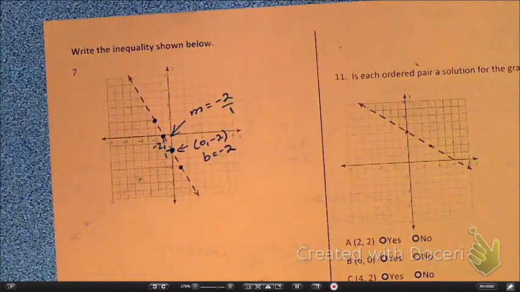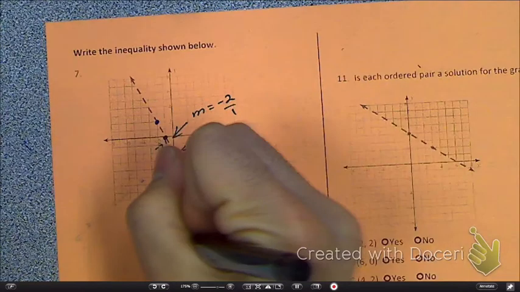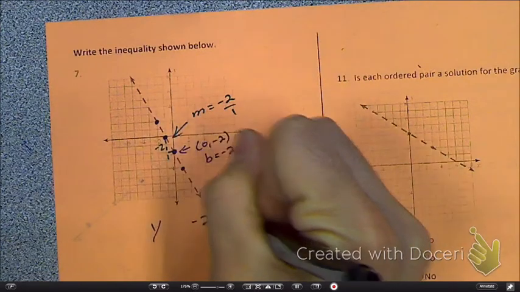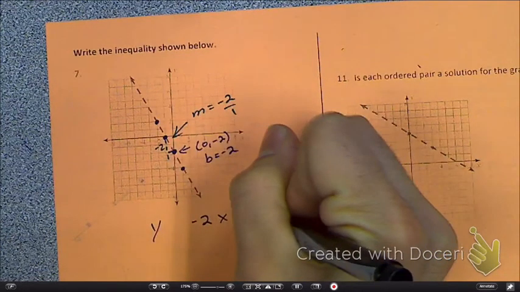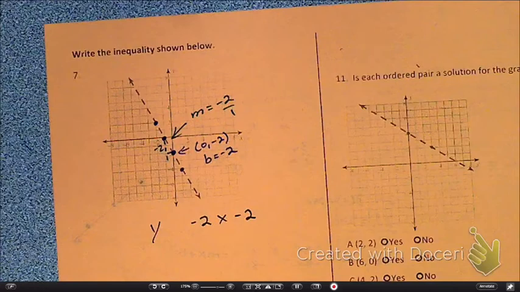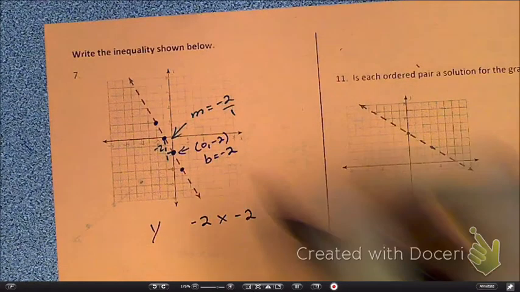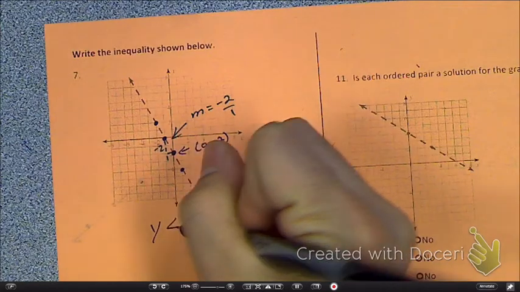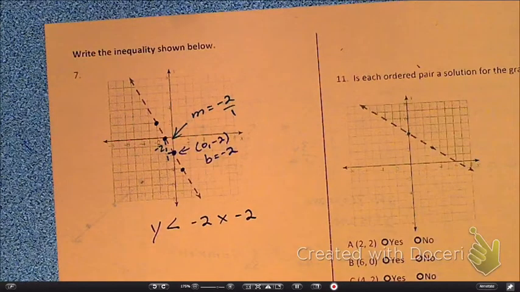So we have y is less than negative 2x minus 2. Now, shade above, shade below. Shade below. So it's less than. Do I have the equal to sign? No, you don't, because it's a dashed line.